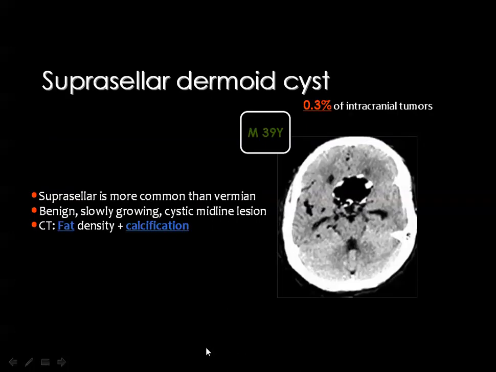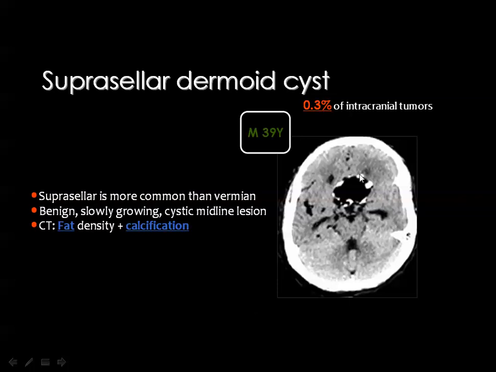Then suprasellar dermoid cyst. Dermoid is one of the midline structures and midline pathologies, and it is usually diagnosed by the presence of fat and calcium. And you should remember that MRI is insensitive or less sensitive for the detection of calcium. Then for the diagnosis of these lesions you may need CT.